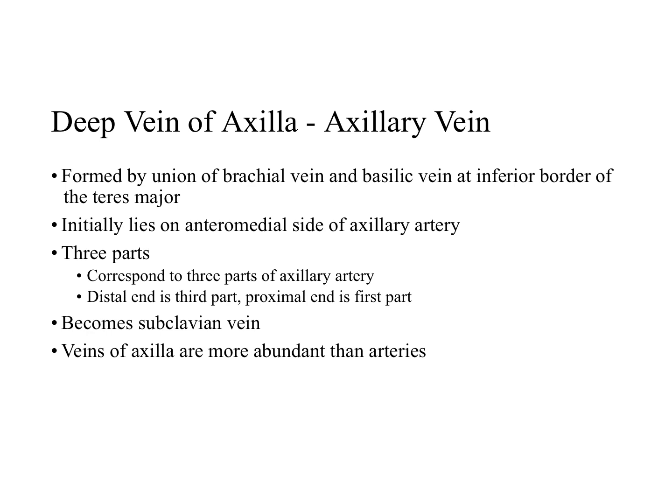So the initial distal end is the third part, whereas the terminal proximal end is the first part. The first part of the axillary vein ends at the lateral border of the first rib, where it becomes the subclavian vein. The veins of the axilla are more abundant than the arteries, and they're also highly variable, and they frequently anastomose with each other. The axillary vein receives tributaries that generally correspond to branches of the axillary artery, with a few exceptions which we won't explain here.